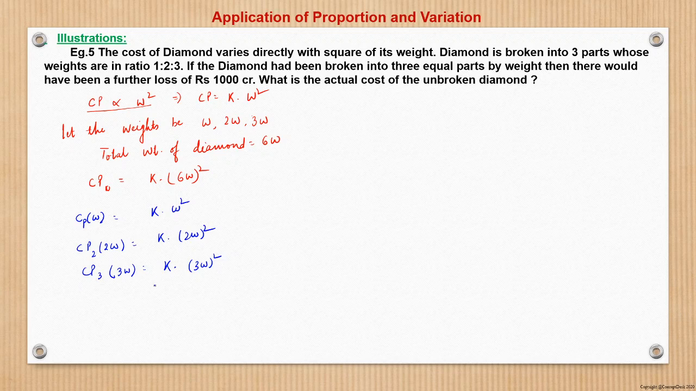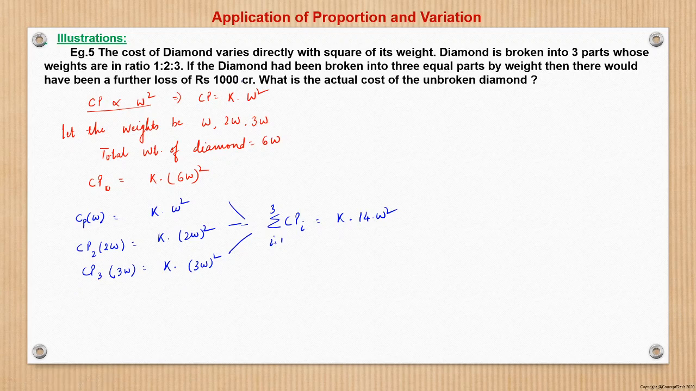From this proportionality we can write. So what would be the sum? The individual sum, summation of CPi, i from 1 to 3, would be what? K times W square plus 4W square plus 9W square, which is 9 plus 4 is 13, plus 1 is 14W square. So K into 14 into W square. Okay, this is one thing.